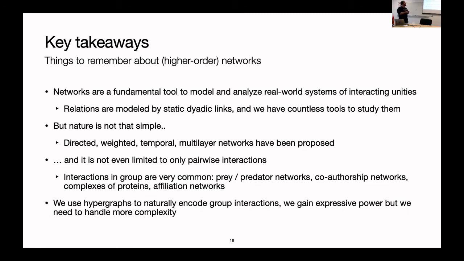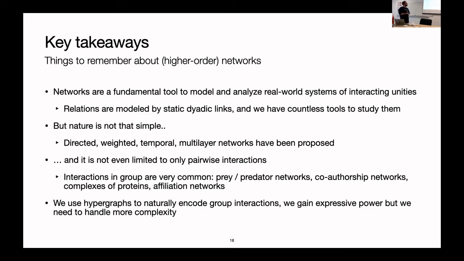So, to conclude this first part of the talk, I just wanted to highlight some key takeaways. Because maybe there are people that never heard about networks. So if you are wondering what are the important things that I should remember about these first 20 slides, I think they are this: networks are fundamental to model and analyze real-world systems of interacting entities, and these interactions are usually modeled by static dyadic links. Dyadic means pairwise, so node to node. And we have a lot of tools to study these simple networks.